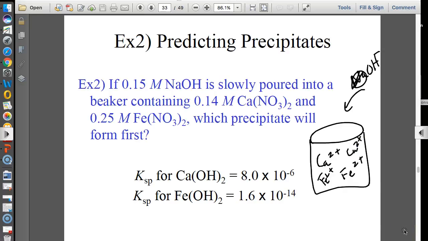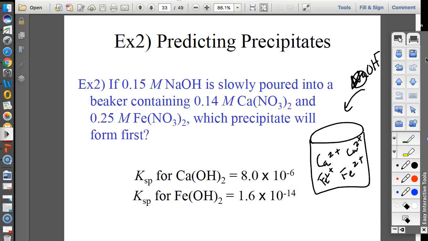And this question is saying, which one is going to precipitate first? Is that iron 2 hydroxide or the calcium 2 hydroxide? It gives me the molarities of these, so that's good. What we're going to do is write the KSPs, the equilibrium solubility product expressions. I'm pouring this hydroxide in there, and I want to figure out which one is going to precipitate first. That's kind of complicated, so let me just go to the blackboard.